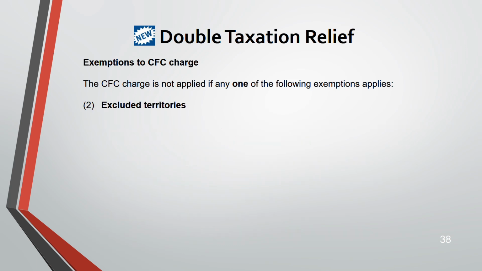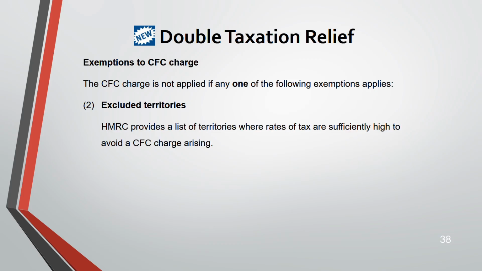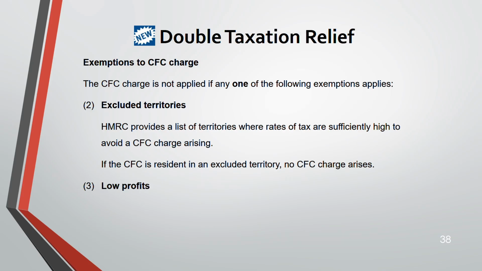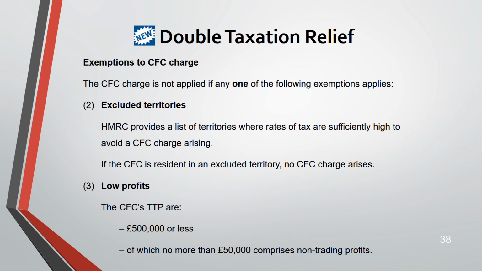Next, excluded territories. HMRC provides a list of territories where rates of tax are very high to avoid a CFC charge arising. If a CFC is resident in that excluded territory, no CFC charge arises. Third, low profit. If the CFC's TTP is 500,000 or less, of which no more than 50,000 comprises non-trading profit. You should not have more than 50,000 non-trading profit of that TTP.